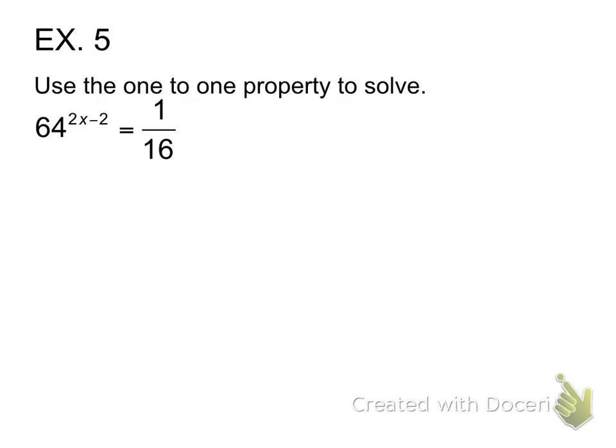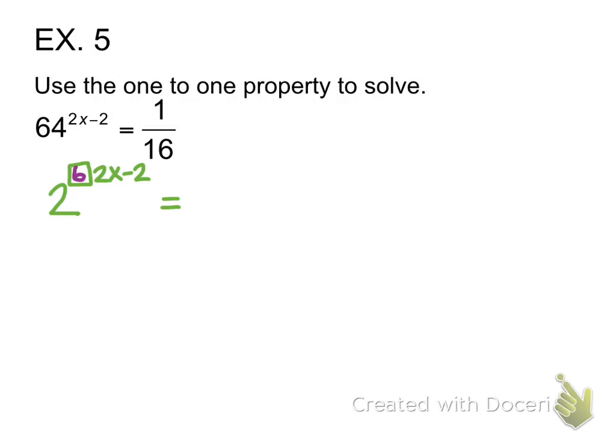Okay, number 5. This one's a little less obvious because we don't have any simple bases here. So I've got 64 to the 2x minus 2 power equals 1 over 16. So I want to try to figure out something that 64 and 16 have in common. And there's several different options you could choose. I'm going to go with a base of 2 because I like to think about prime numbers. So I have to figure out 2 to what power equals 64. So I know that 2 to the 6th power equals 64. So whatever that new exponent is will actually get multiplied times the old exponent that's already there.